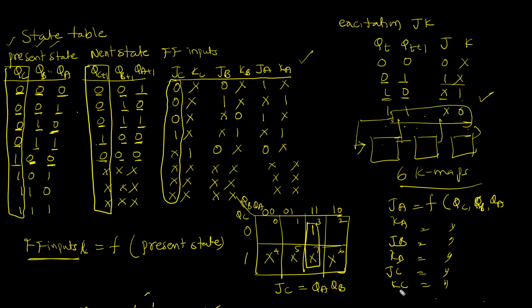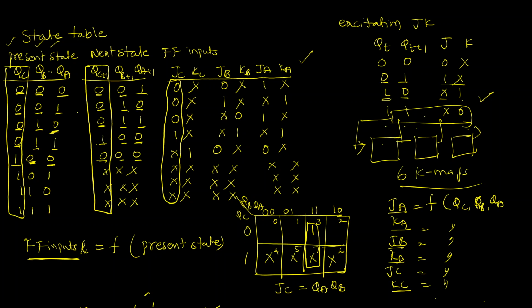Similarly, I need to do it for KC. Take the table, enter the values of KC in the K-map, simplify it, and get the expression. Similarly JB, similarly KB, similarly JA, similarly KA. Once you do that, you are going to get the expressions, and from those expressions one can draw the circuit. Is that clear? This is what exactly you need to do.